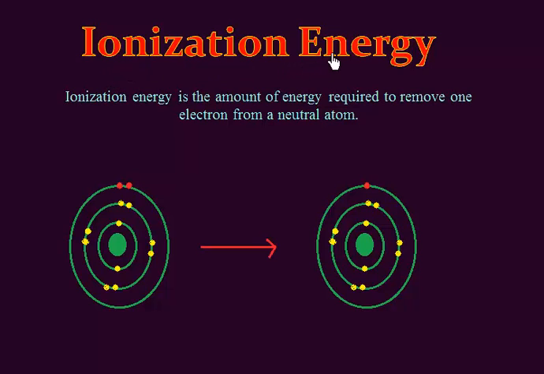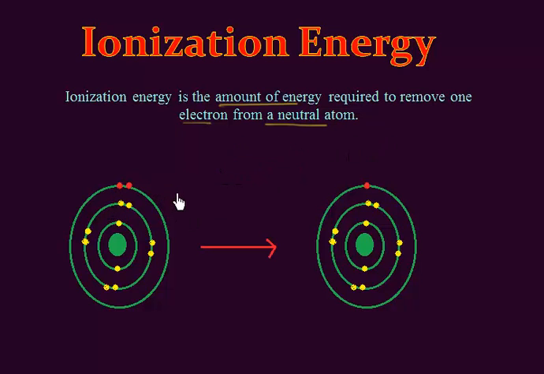Ionization energy is one of the most important properties of atoms in the periodic table. It is the amount of energy which is required in removing one electron from a neutral atom, and the neutral atom is in gaseous state. To understand ionization energy better, let me take one example here.